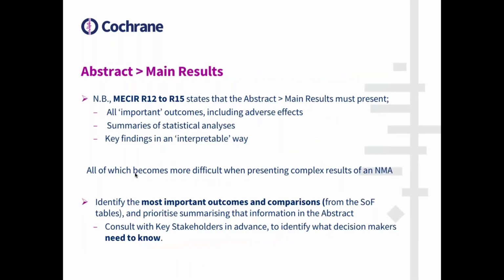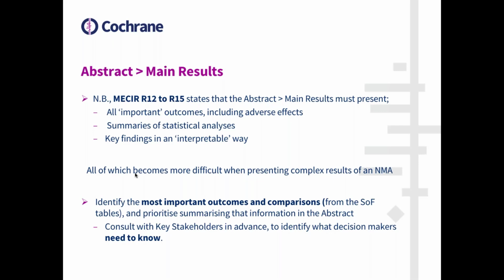The problem is, of course, that this becomes a very difficult task whenever you're trying to present the very complex results of a network meta-analysis. And there might just be too many different comparisons and outcomes and data that was presented in your summary of findings tables to summarize everything in the abstract.